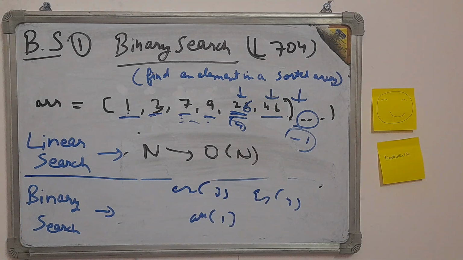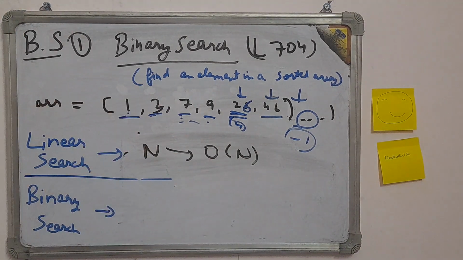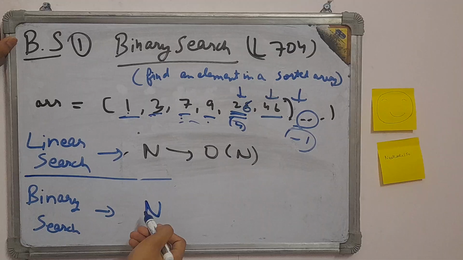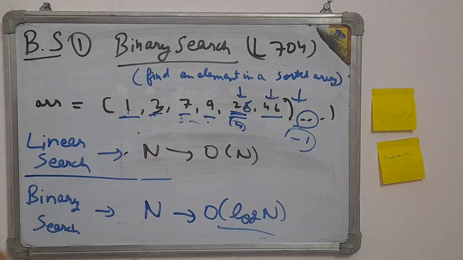Okay. So now, what's the other method? This is good enough, but this is not the best way to find the element. The next method we have is binary search. Binary search, if we give it an n size array, can search for an element in O of log n, which is way better than this one. I will tell you how later.